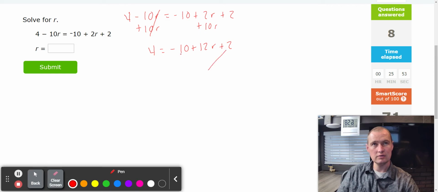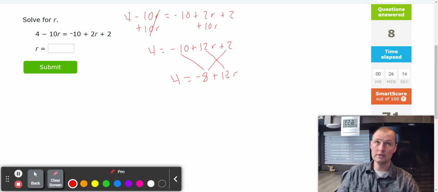Now we have two constants. We have a negative 10 and the 2. So negative 10 plus 2 takes us to negative 8. And we need to bring down the 12r. So plus 12r equals 4 on the left side.